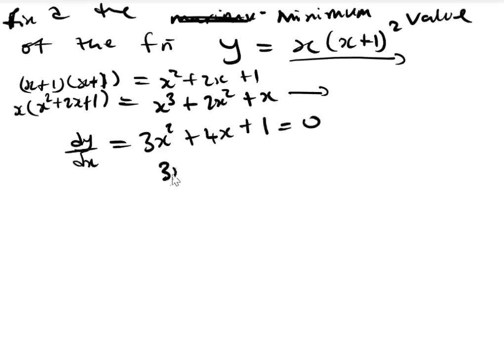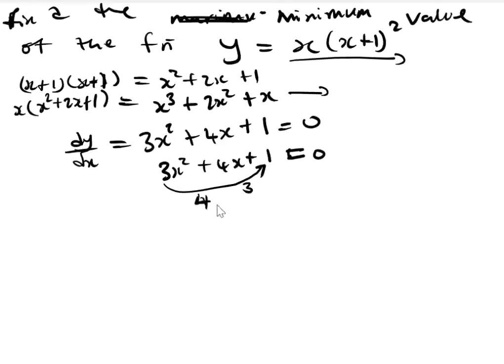This is a quadratic expression, and we can solve it using the factorization method. To solve this using factorization, the coefficient of x squared is 3, and the constant is 1. 3 multiplied by 1 is 3, and the middle number is 4. So we need to look for two numbers which, when multiplied together, give us 3, and when added together, give 4.